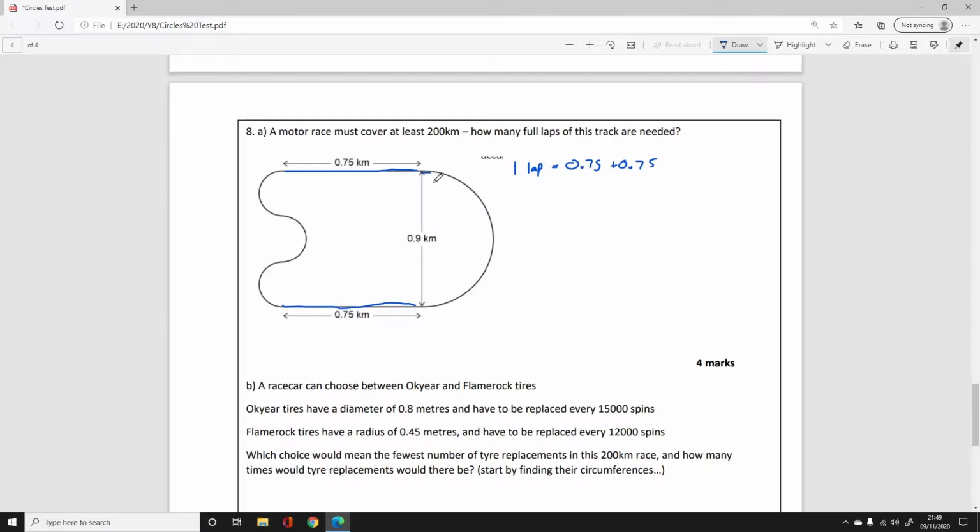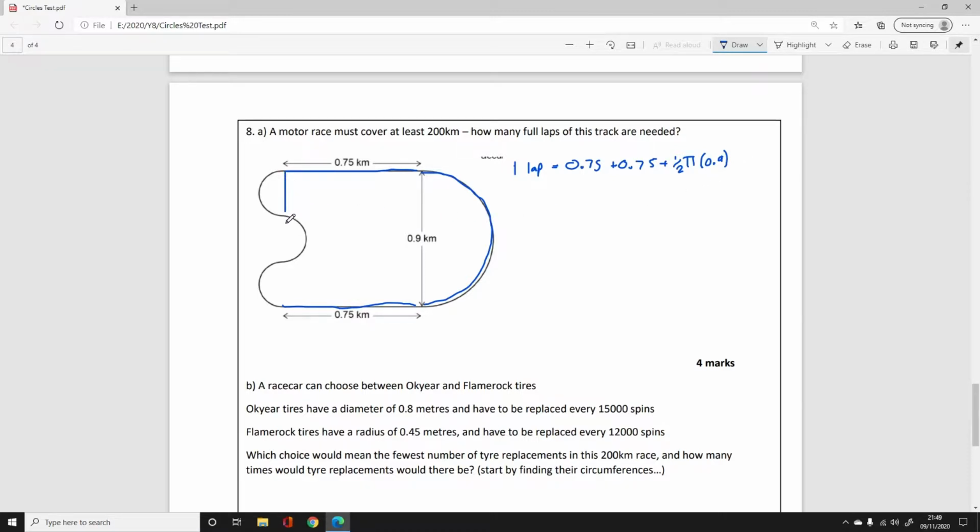Then it's got half of a circle here, so that's half a circumference we need to add on, so half pi, and then the diameter there would be 0.9. And then it's got these three little wheels.